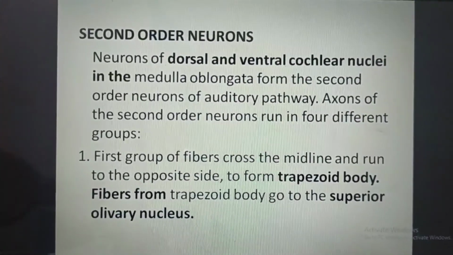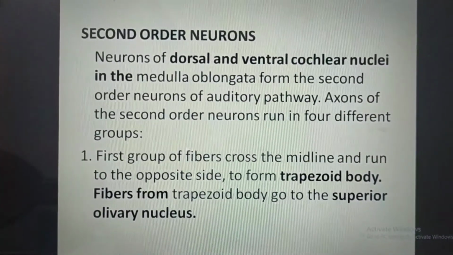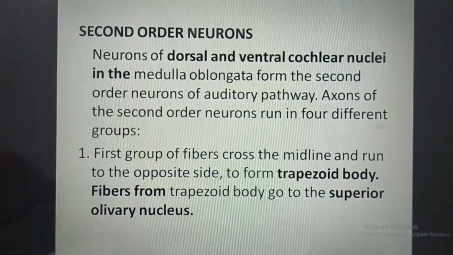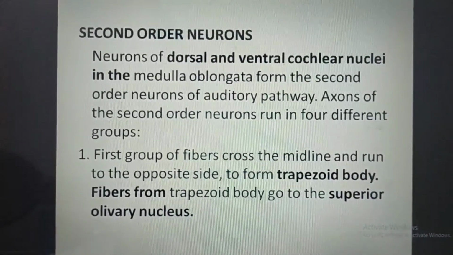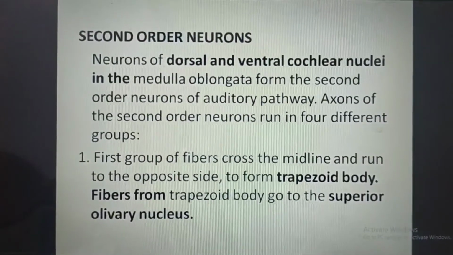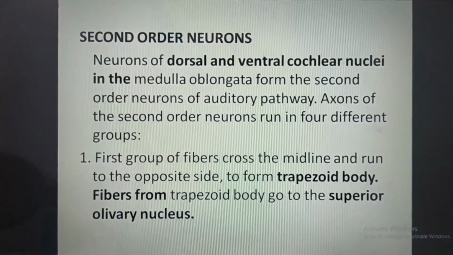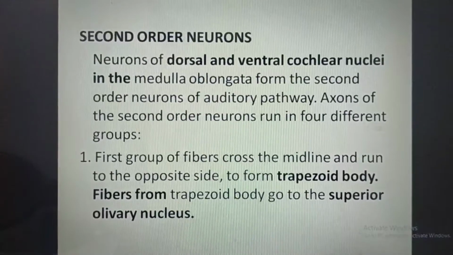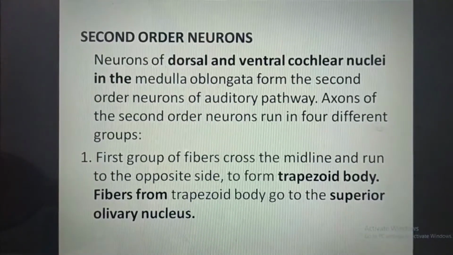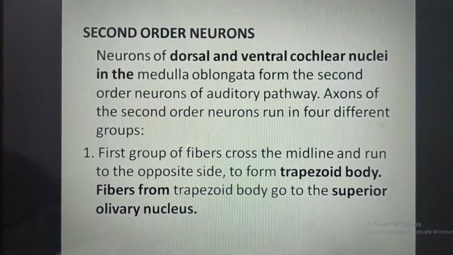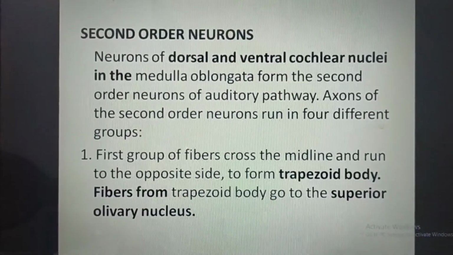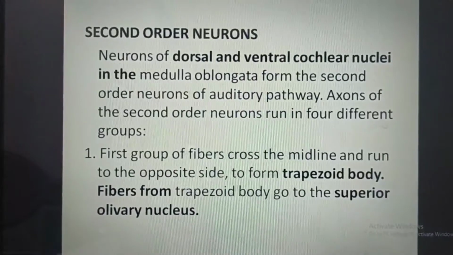Second order neurons. Neurons of the dorsal and ventral cochlear nuclei in the medulla oblongata form the second order neurons of the auditory pathway. Axons of the second order neurons run in 4 different groups. The first group of fibers cross the midline and run to the opposite side to form the trapezoid body. Fibers from the trapezoid body go to the superior olivary nucleus.